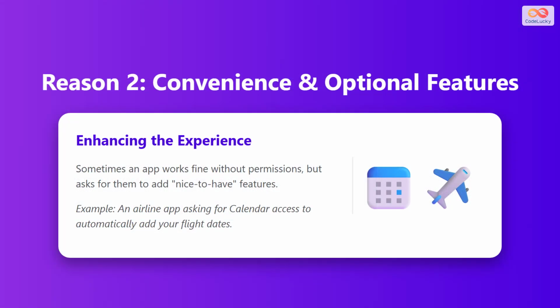Sometimes, an app works fine without permissions, but asks for them to enable extra convenience. For example, a travel app might ask to see your calendar so it can automatically add your flight dates for you. You can usually say no to these, and the app will still work, just without that specific shortcut.